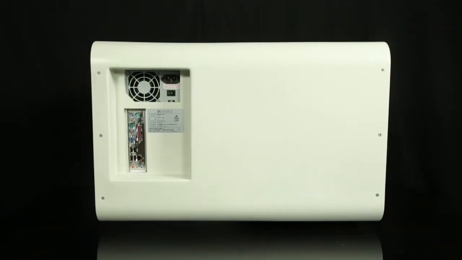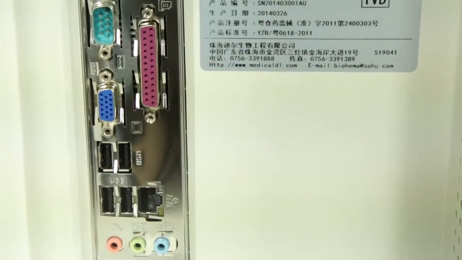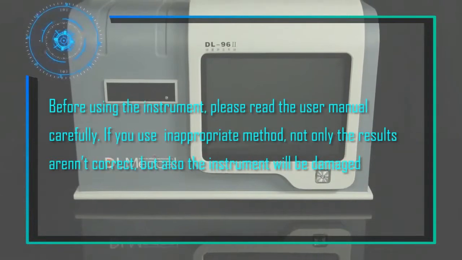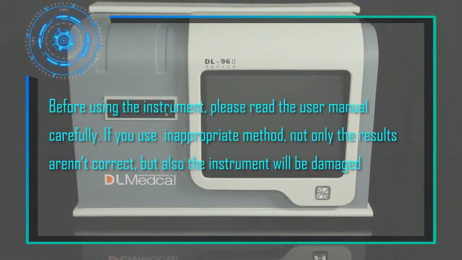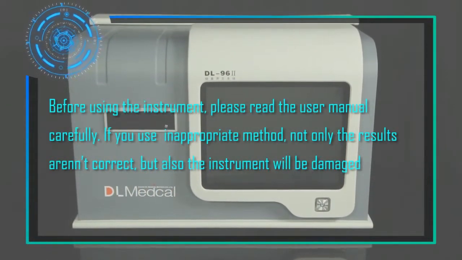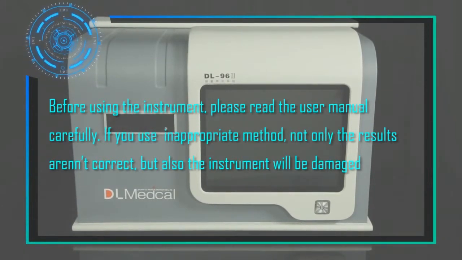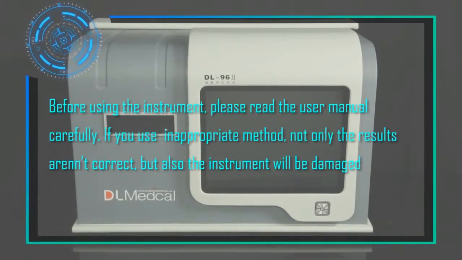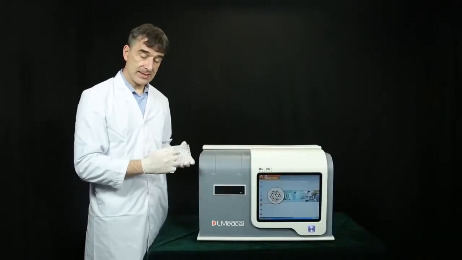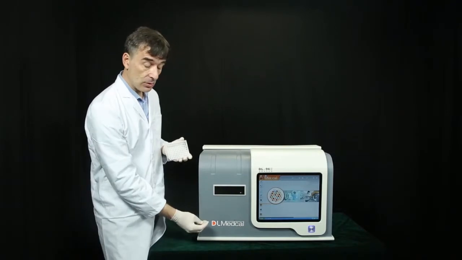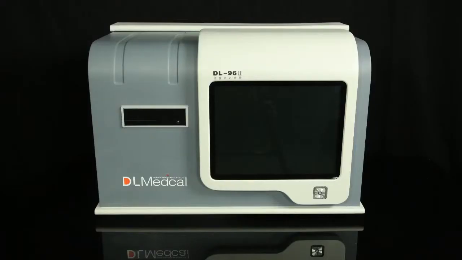There are some connection sockets on the back side of the instrument: power socket, keyboard socket, mouse socket, and so on. Before using the instrument, please read the user manual carefully. If you use an inappropriate method, not only will the results be incorrect, but the instrument may also be damaged. Next, let's learn how to operate the DL Microbial ID-AST system.